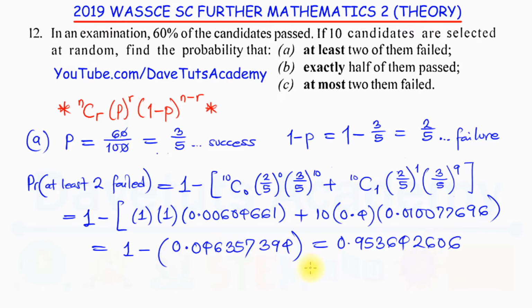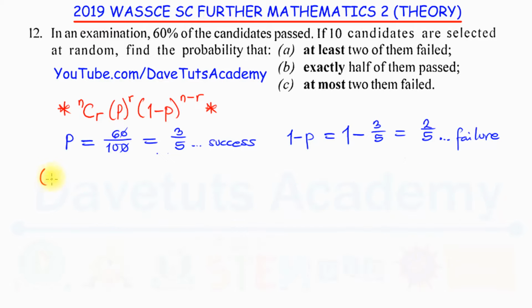So you can just take a suitable approximation. I think it will be sufficient to use 4 decimal places. So I will say this is 0.9536 as the solution to this particular question.